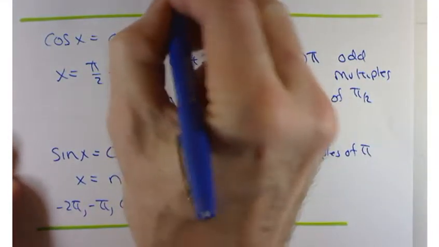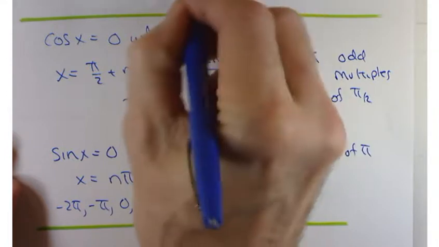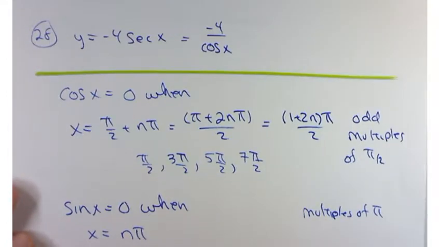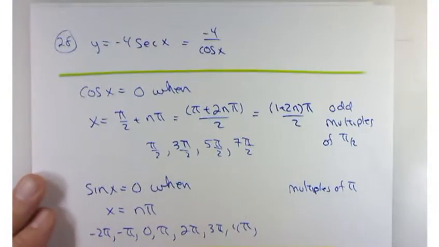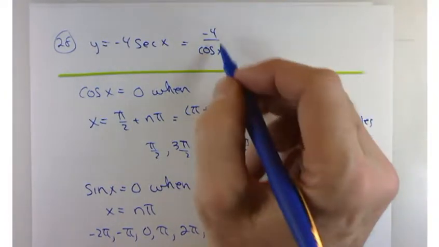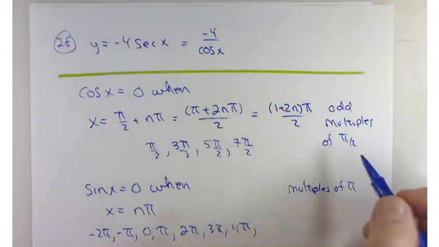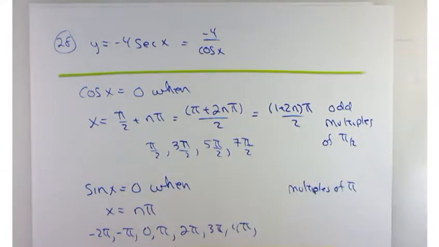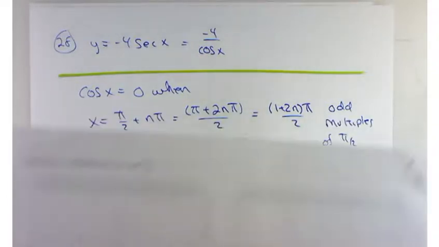So right now, since the secant is really 1 over the cosine, I could write that as negative 4 over the cosine of x. This is going to be 0 at these odd multiples of pi over 2. So on the back of your handout, you should have some room for some of these graphs.